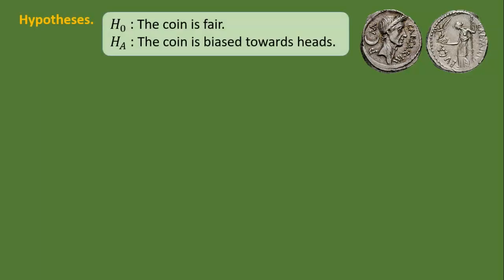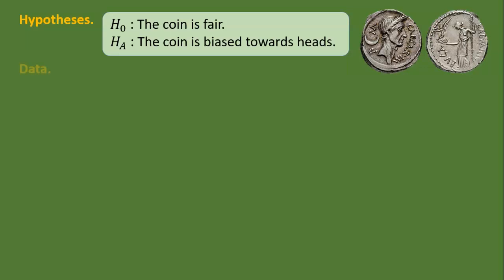So, let's consider a coin. Suppose we have reason to believe that this ancient Roman denarius, which was minted in 44 BC, is biased towards heads, namely the head of Julius Caesar. To test this, we set up a familiar pair of competing hypotheses. Our null hypothesis is that the coin is fair. Our alternative hypothesis is that it is biased in favor of heads.